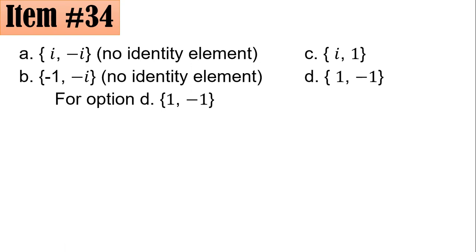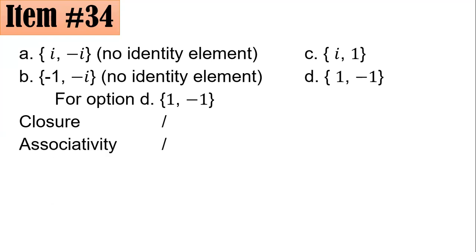If you have 1, -1, you could see it's closed. If you multiply any 2 elements, 1 times 1, it's 1. So it's here. So there's closure. -1 times -1, it's still 1, which is here. 1 times -1, it's -1. So whatever 2 elements you operate under ordinary multiplication, the answer is still within the set. So closure is satisfied.